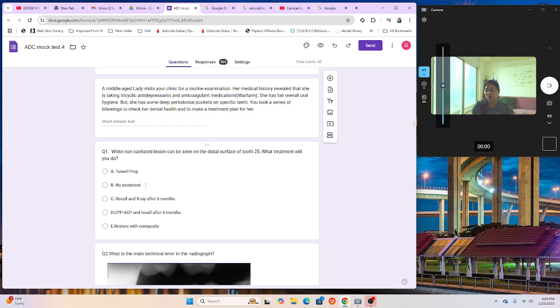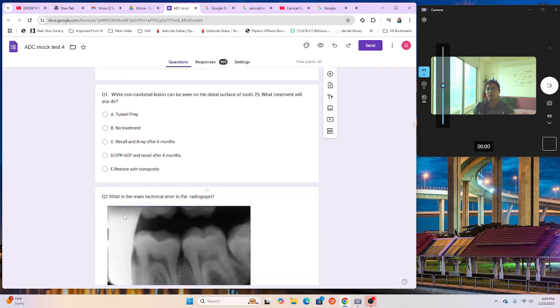Tunnel prep is drilling, no treatment, no. You cannot sit on an incipient lesion. Recall an X-ray after 6 months. That's again sitting and doing nothing. Restore with composite is drilling. So the only correct answer is CPP, ACP. Or even if they would not have given this option and given you application of fluoride varnish, it's still a correct answer.